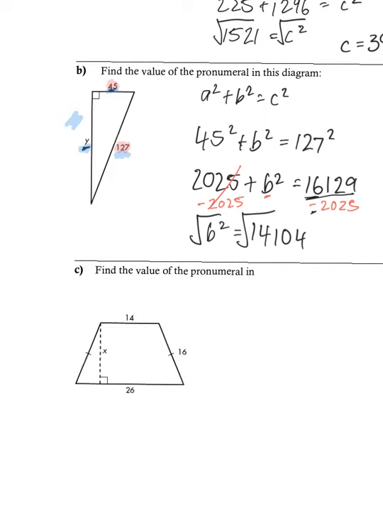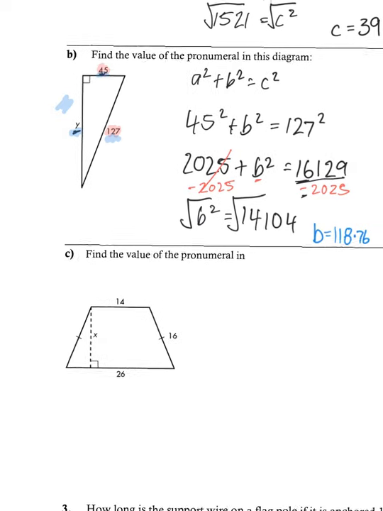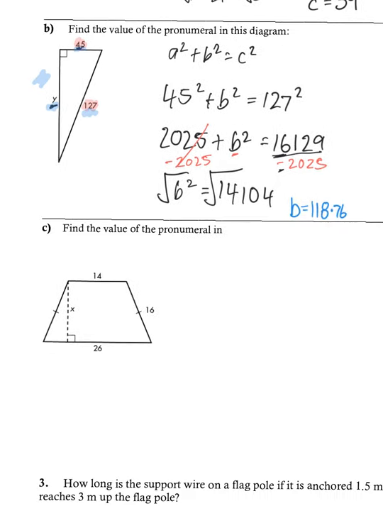So what I'm going to do is just square root that value. Okay, and it does come to 2 decimal points. The value of b, I'll keep it in blue, because I've got 118 and 0.76. Okay, and I wasn't given any units, so I wasn't given centimeters or meters or anything, so that's our answer.